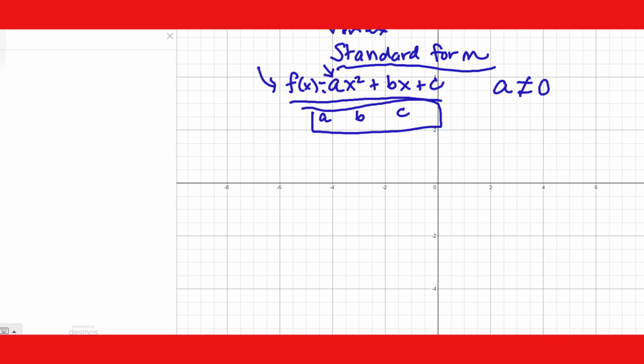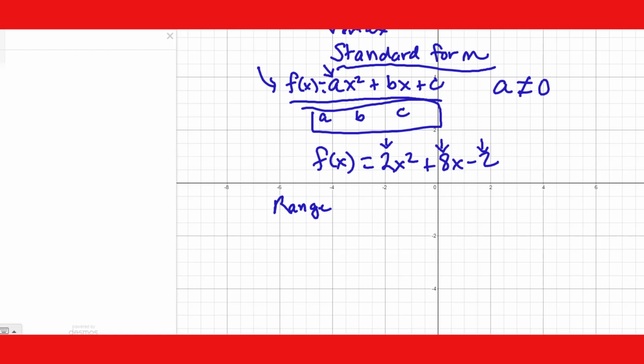So if we look at a quadratic function in the form f of x equals 2x squared plus 8x minus 2, we're going to look at certain values given to us by the a, b, and c values. Here the a value is 2, the b value is 8, and the c value is negative 2. These values are going to give us some information about the range of this function.